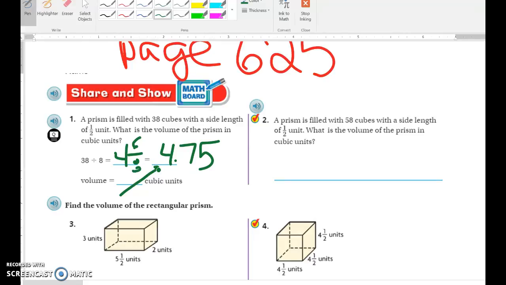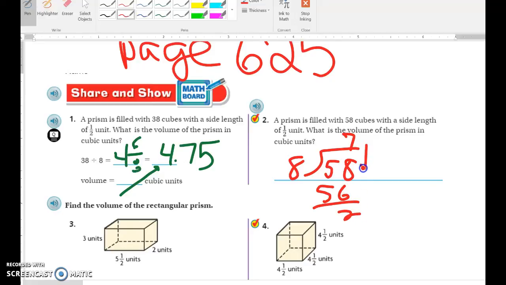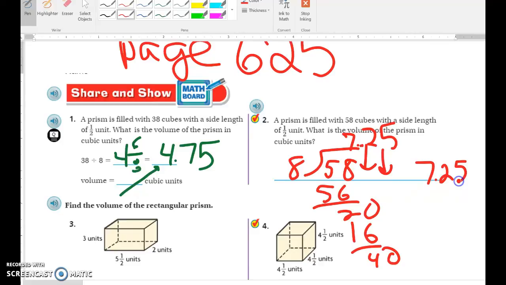Now, a prism is filled with 58 cubes with a side length of half a unit. What is the volume of the prism in cubic units? So again, we do 58 divided by 8. 8 goes into 5 0 times. 8 goes into 58 7 times. We get 56. We get 2 left over. We bring down a 0. We put in a decimal. 8 goes into 20 2 times. 16, 4. We have to bring down another 0. And we get 7.25 cubic units. Okay? That is the volume of the prism in cubic units.